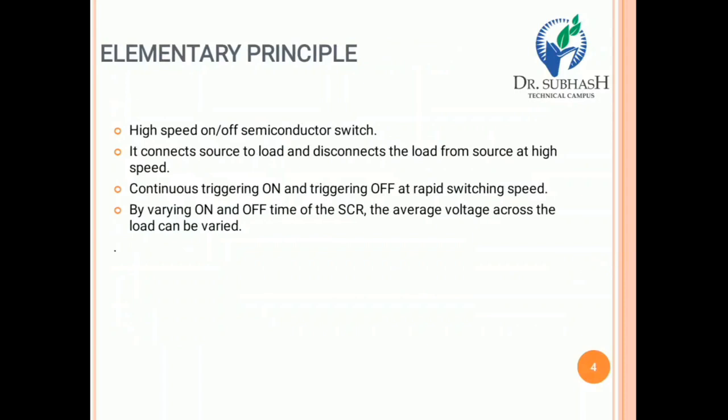Now, the elementary principle of the DC to DC converter. What is the elementary principle of a DC to DC converter? It uses a high speed on off semiconductor switch. It connects the source to a load and disconnects the load from the source at high speed. This is the most important parameter of the working principle of a DC to DC converter, continuously triggering on and triggering off at rapid switching speeds.